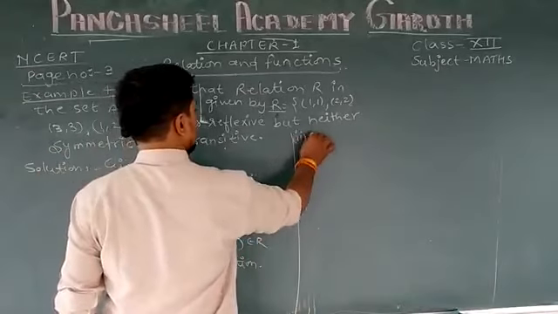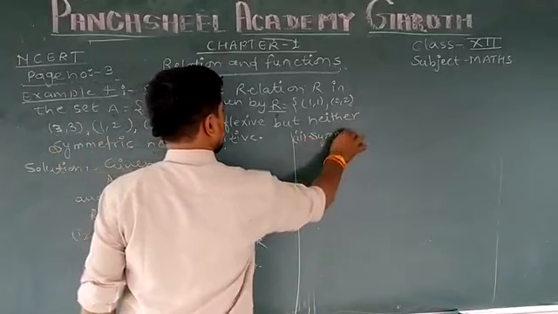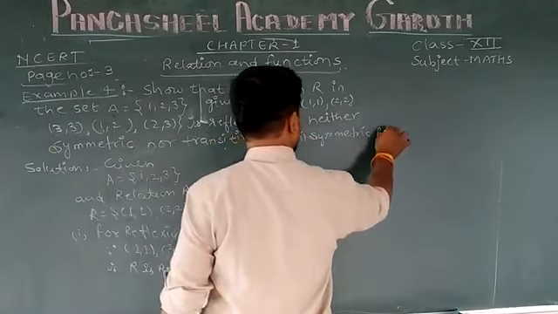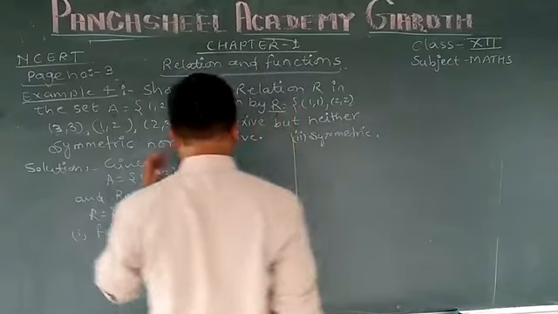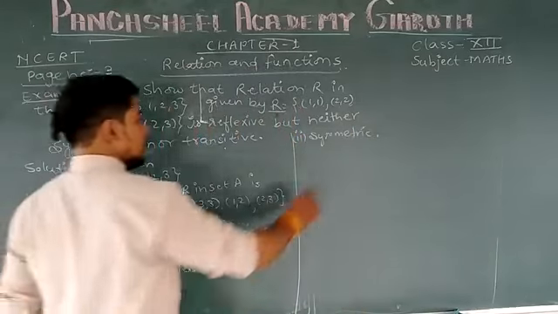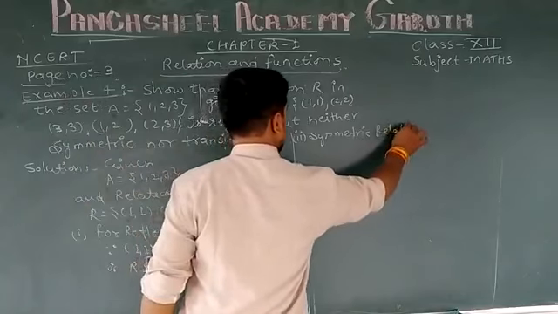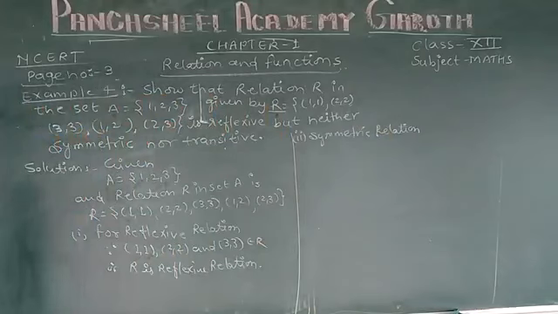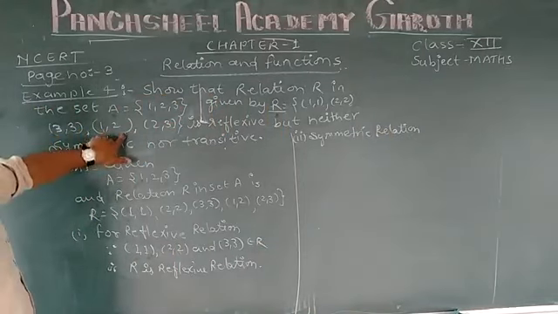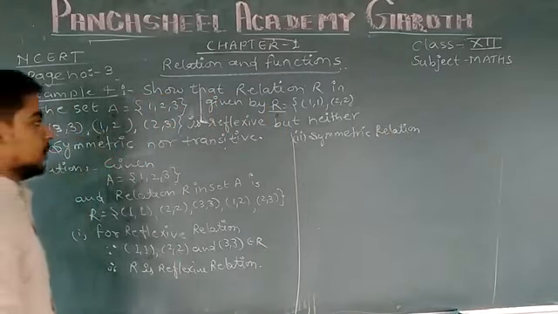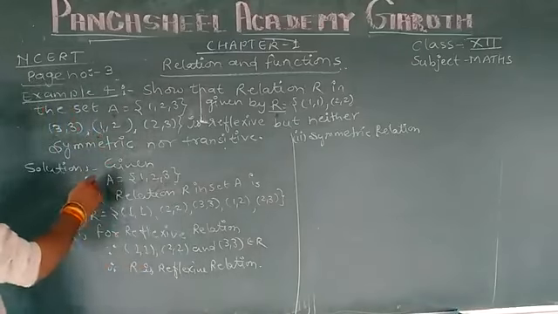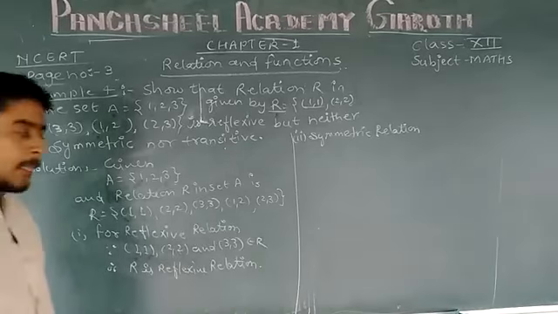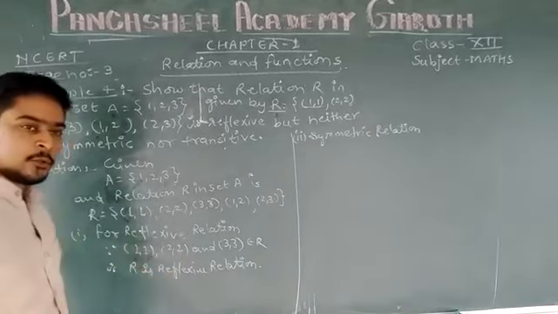Second, for symmetric relation, we will see that there is an ordered pair (1,2). If we talk about (1,1), then the symmetric form of (1,1) is also (1,1), and (2,2) is also (2,2).